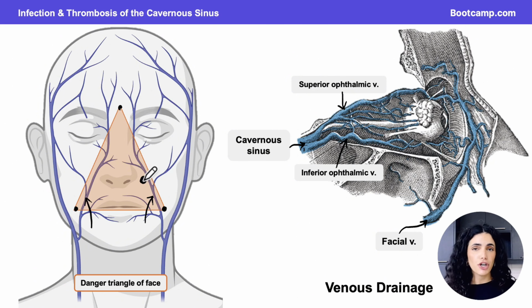So infection can occur and spread to the cavernous sinus, but if we also have some type of blood clotting or thrombosis that occurs in the facial vein, that blood clot, the thrombosis, can eventually travel into the cavernous sinus and also cause thrombosis of the cavernous sinus.